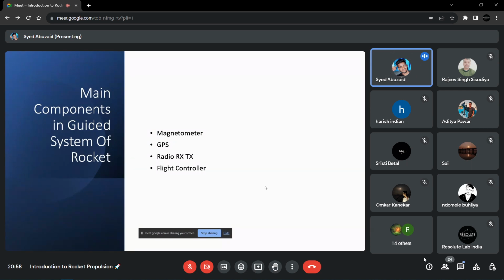Radio RX/TX means one is a transmitting device and the other is a receiving device. If you have worked with RC drone technology, or if you use a mobile phone, you have seen that one person is listening to your voice and one person is speaking. The transmitting device is on the ground, and the receiving device is inside the rocket. Once we provide the exact location to the rocketry, it takes control from the base station, which is the transmitter, and the one receiving the signal from the ground station is the receiver. So the radio RX/TX is also working there.